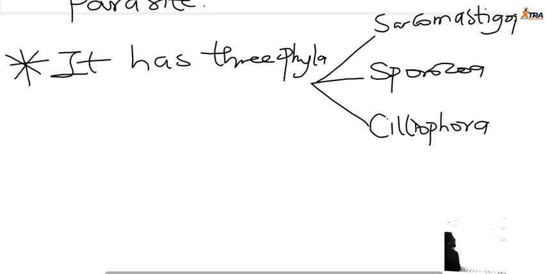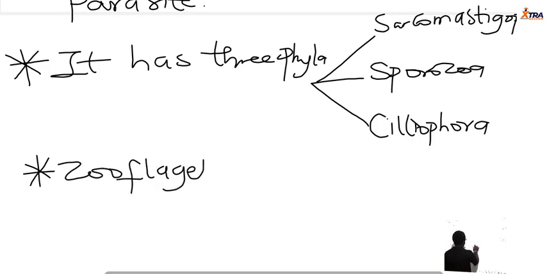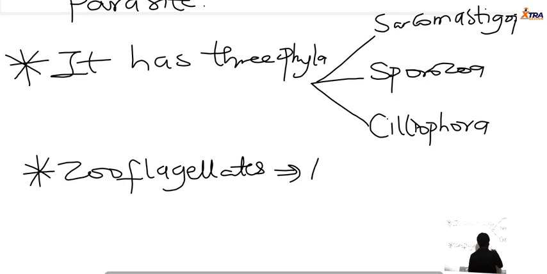So we also have aquatic protozoa, and that is your zooflagellate. It is an aquatic protozoa, and you find it in the blood of fishes and amphibians. So it also causes infections there as well.